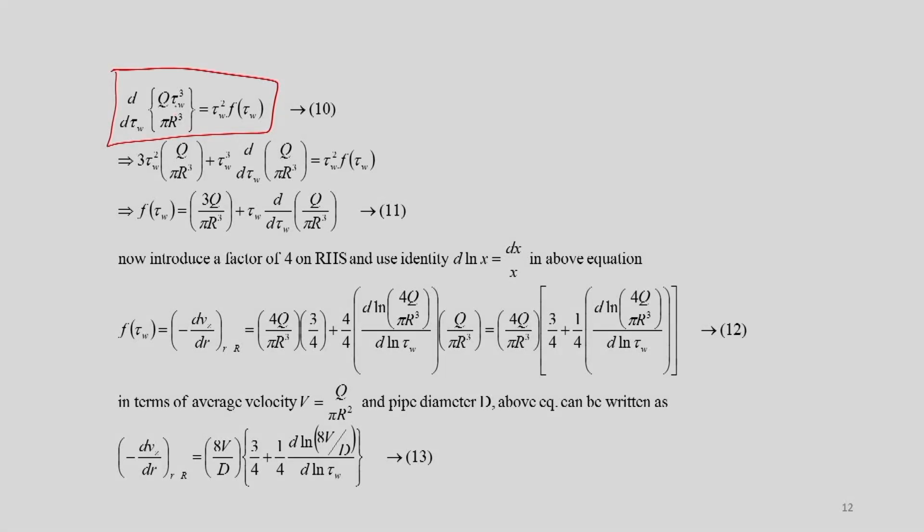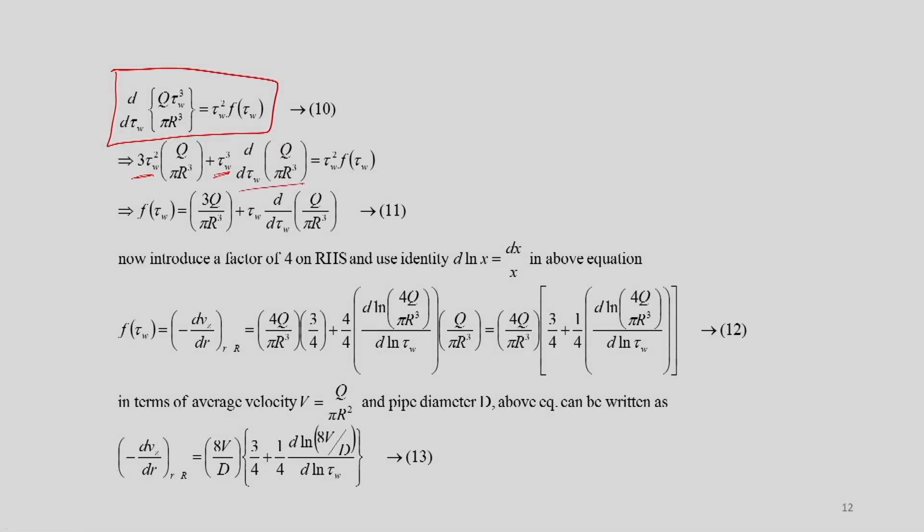Now, in the left hand side, q is not independent of tau w, because q is related to delta p, and tau w will also change according to delta p. So, when you differentiate, you have to differentiate both q and tau w. So, we get q by pi R cube as it is, kept constant the first time, and then the differentiation of tau w cube is 3 tau w square, plus now you keep tau w cube as it is, and the differentiation of q by pi R cube we cannot complete because we do not know what q is.